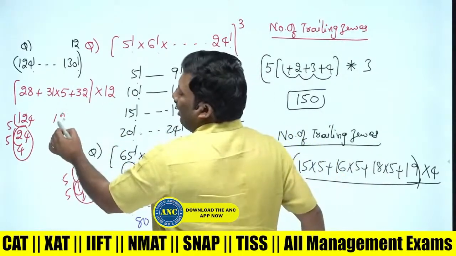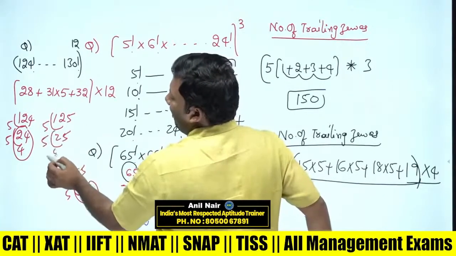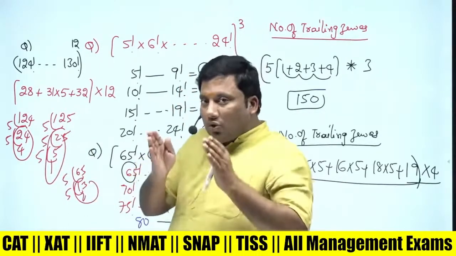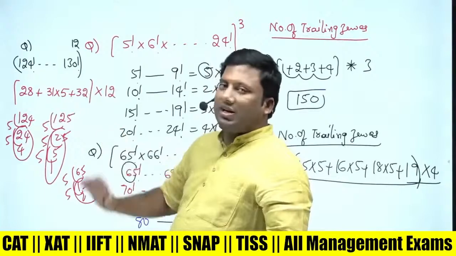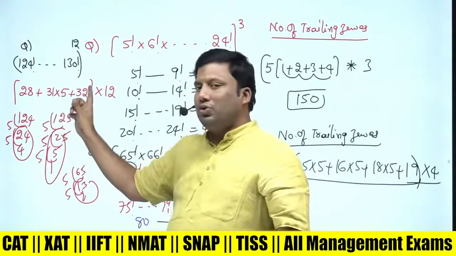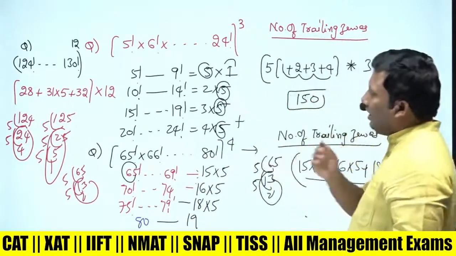125 factorial. 125 will be 5 25s are, 5 5s are, 5 1s are. It is 31. 125 to 129, it is 31. Plus 130, it is 32. 28 plus 31 into 5 plus 32. Idea clear? Very, very easy question, sir.